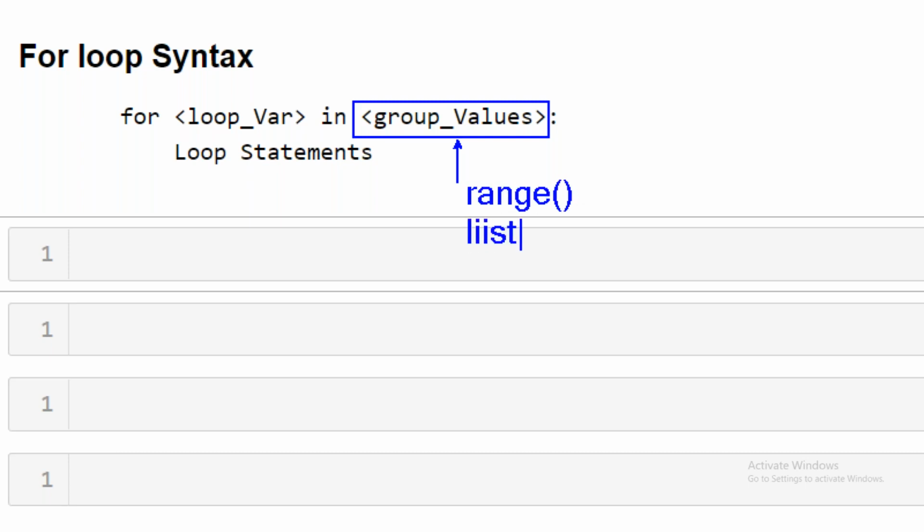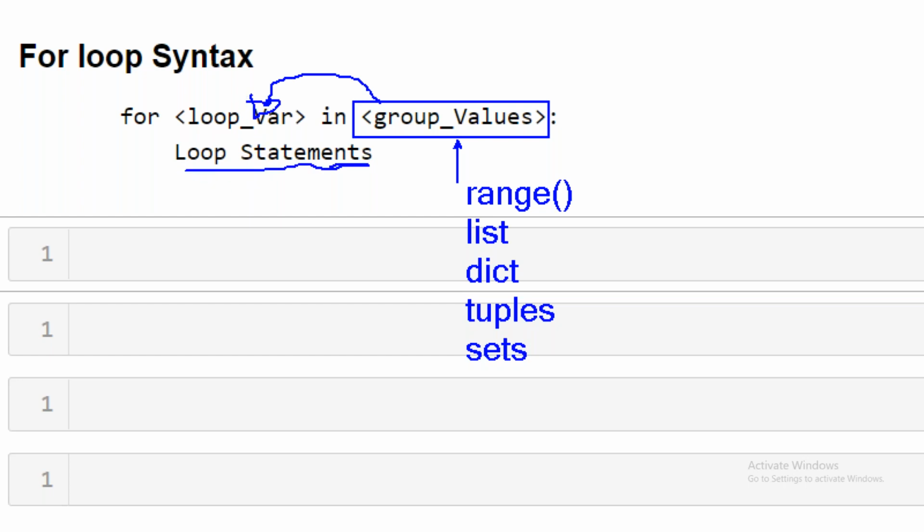You can write a list of values or list of parameters. You might write a dictionary, a tuple, or a set. Any object you can pass over here, a range of values, which has a set of values. Each time a value jumps into the loop variable, and that gets executed, and each time the loop statements will be evaluated.